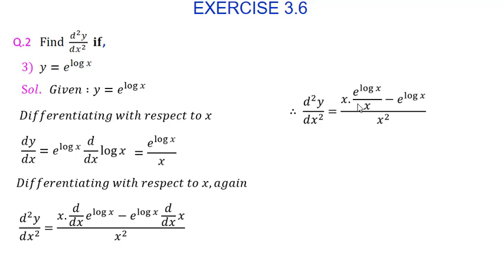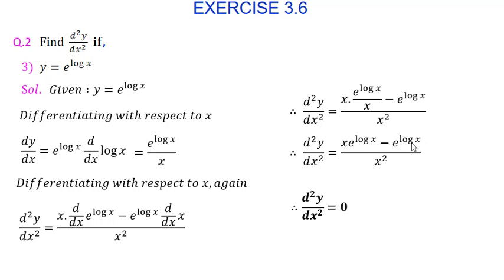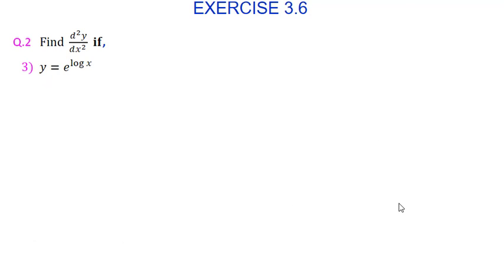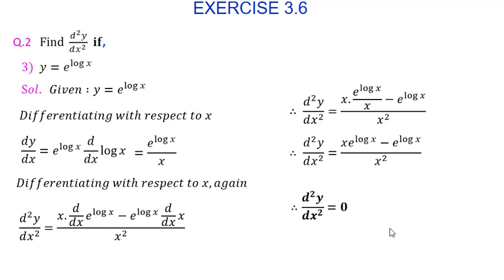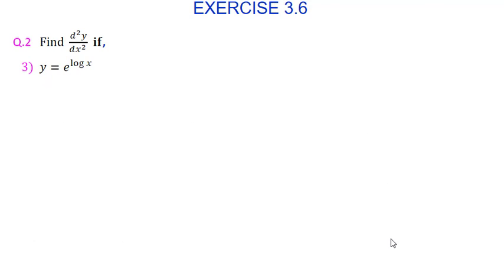Now this x will cancel, and in the numerator I have e power log x minus e power log x, that gives me the answer as 0. So d square y upon dx square is 0. Now I can solve this problem in one more method. There are many methods in which you can solve derivatives, so let us try one more method.